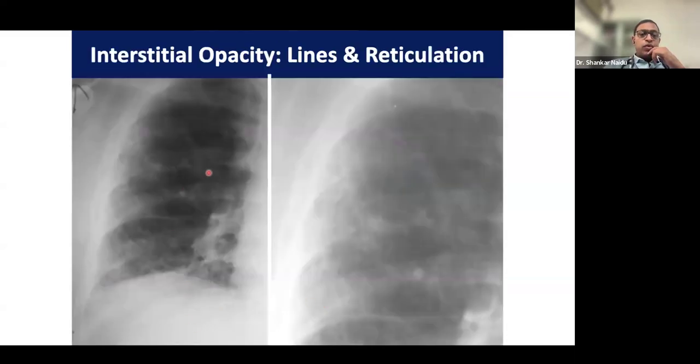So these are the examples of reticular opacities. As you can see, they are appearing like a lacy, net-like pattern happening here. So as you can see, this is some net-like appearance and nodular reticular kind of infiltrates that are seen. So these are all indicative of interstitial opacities.